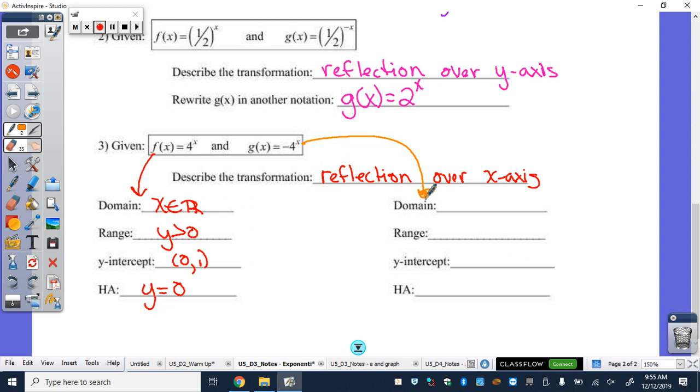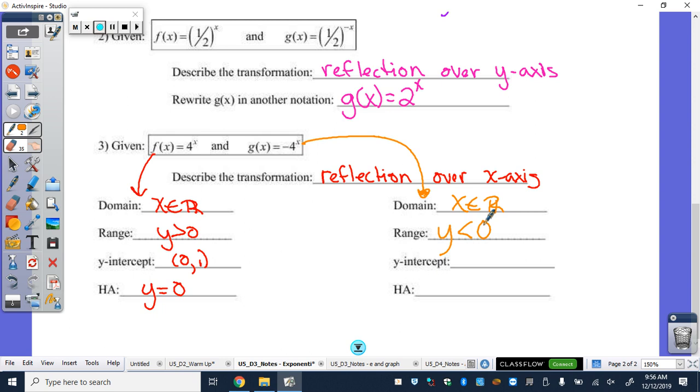So looking at the other one, if I reflect it over the x-axis, will our domain change at all? No, domain would still be everything. Our range, however, would change. Because if I reflect it over the x, that means it's going down. So my range this time would be y is less than 0. Because I flipped it and it's going upside down now.